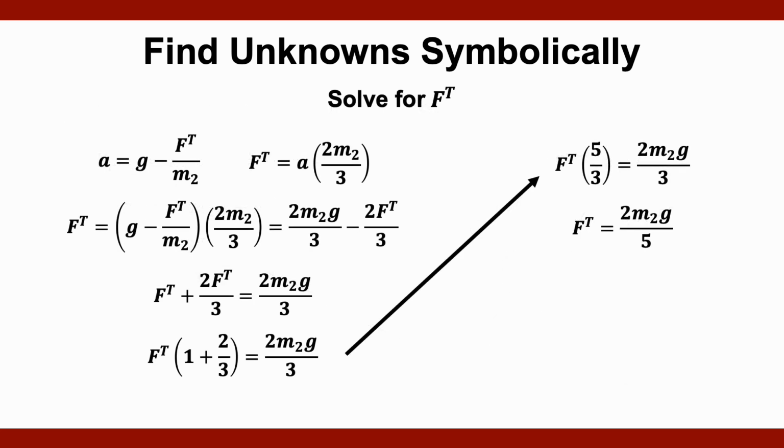After substituting what we know for acceleration, we can go ahead and simplify the expression to find tension force. We will need to distribute 2m2 over 3. Then we move negative 2ft over 3 to the other side, add ft's together to get 5 over 3 ft, divide by 5 over 3 on both sides, and we will end up with the tension force being equal to 2m2g over 5.